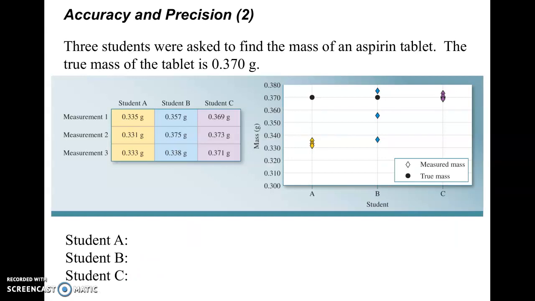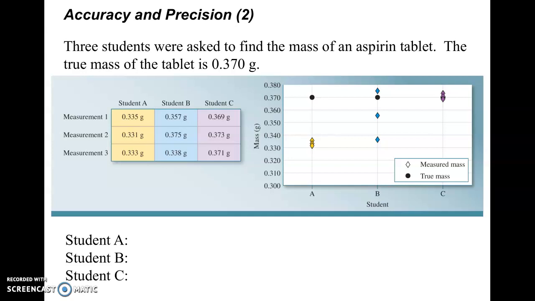All right, so now we have an example. You had 3 students who had to find the mass of an aspirin tablet. We know the true mass is 0.70 grams. And here's the data graphed, so it's very easy to see. And I'll give you a second to think about what it is.